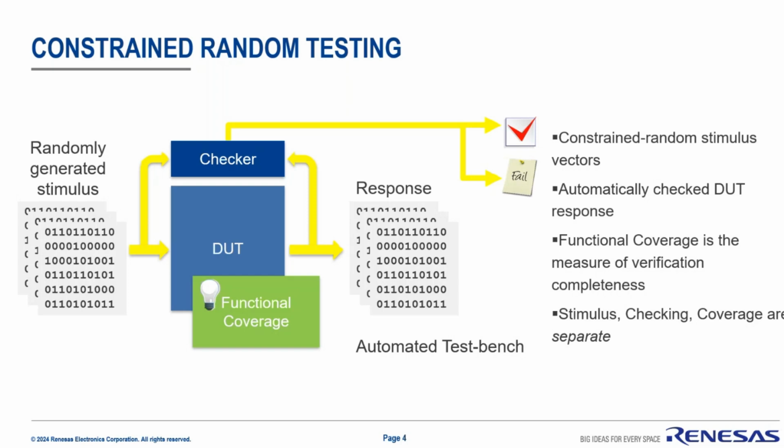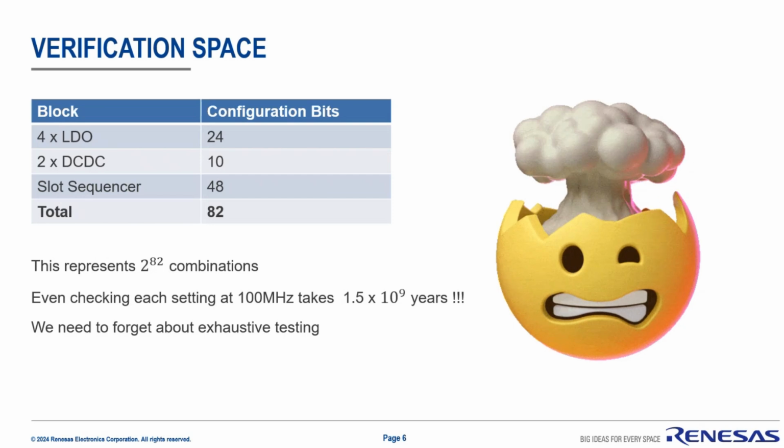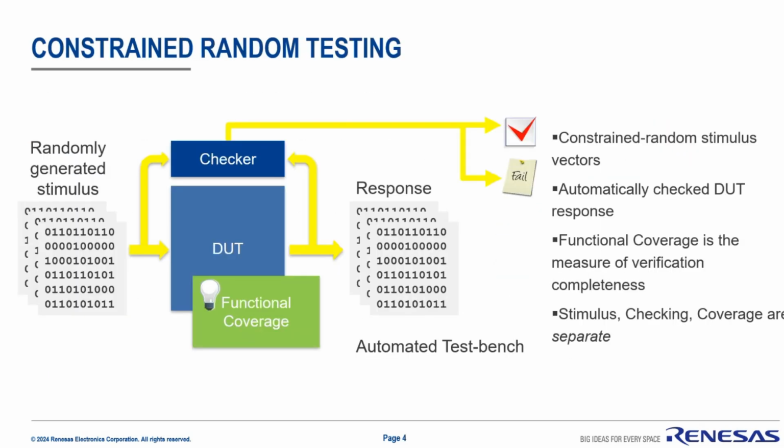Now, in order to make this work, it's actually a lot more work than the directed test setup, because we need some automation in here. We need to have an automated independent checker, which is checking the output of the DUT to make sure it's actually doing what we expect it to do when we're imposing random stimulus on it. The key point here, which so many times people get wrong, is that the stimulus generation, the checking, and the coverage are all separate concerns.